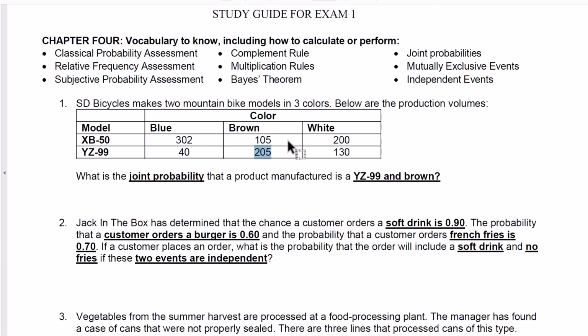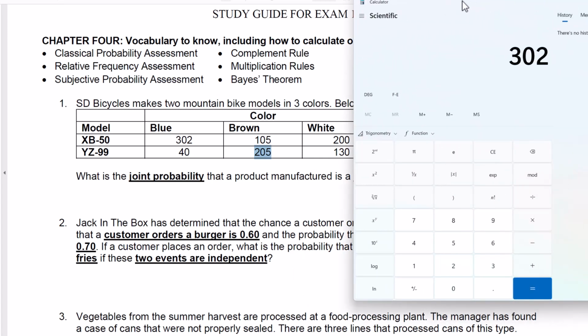So if I add up these 6 numbers, let's bring up a calculator real quick here. So 302 plus 105 plus 200 plus 40 plus 205 plus 130. So that gives us 982. So then our joint probability would simply be 205 divided by 982. And so we get 0.2087.